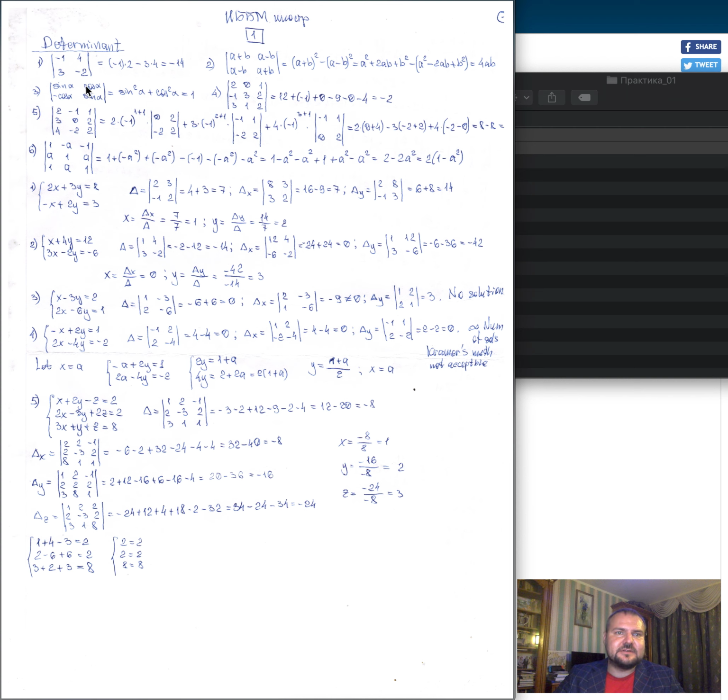Third example, sine alpha, cosine alpha, minus cosine alpha, sine alpha. So sine alpha by sine alpha minus cosine alpha multiplied by minus cosine alpha, we get plus cosine alpha. Sine squared plus cosine squared, we get the main trigonometric expression. Of course, it is equal to 1.